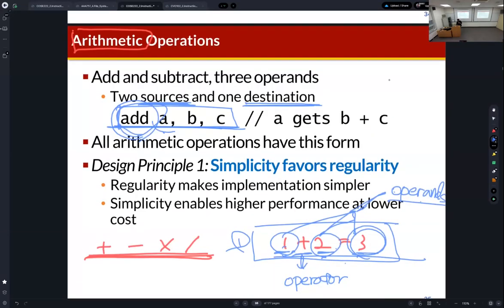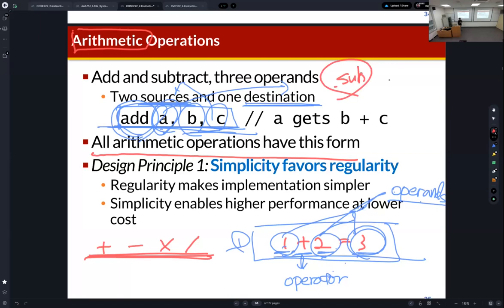And then this is the destination. A is the destination, and B and D are the two sources. Then, like this real-world operation, we can also define the computer instruction like this. The important thing is that all arithmetic operations have the same form, this form. So for example, the sub instruction represents subtraction, and it also requires two source operands and one destination operand.